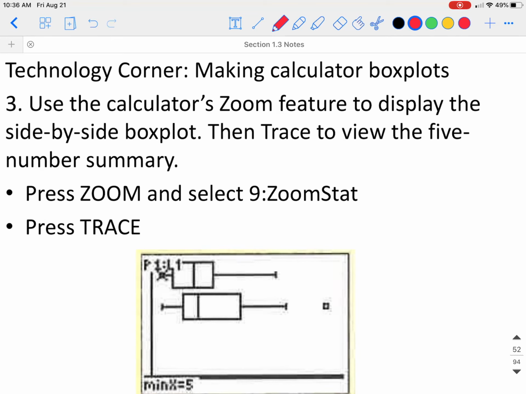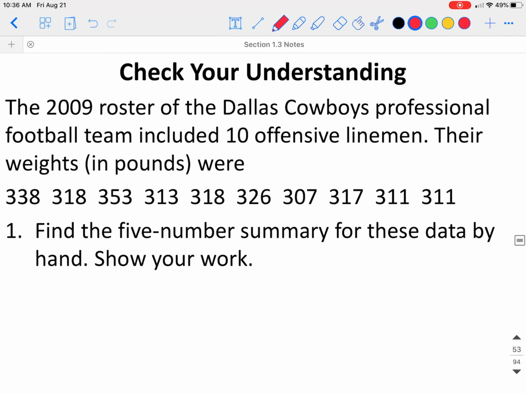We can set our graphs to fit the window properly by hitting zoom, selecting ZoomStat, and it will graph the two box plots. You can then trace your box plots by hitting trace and then moving the arrows to the right and the left to see where the different quantities are found.